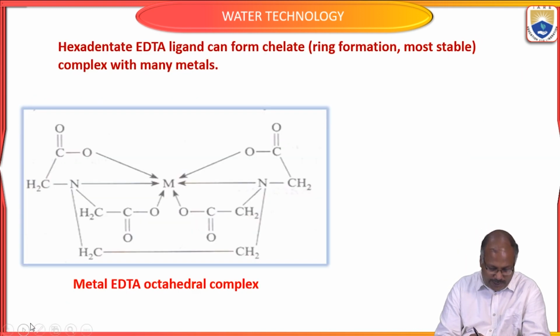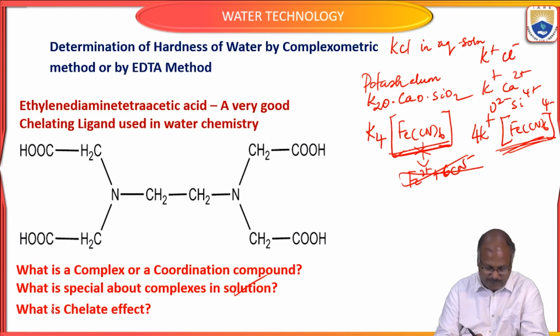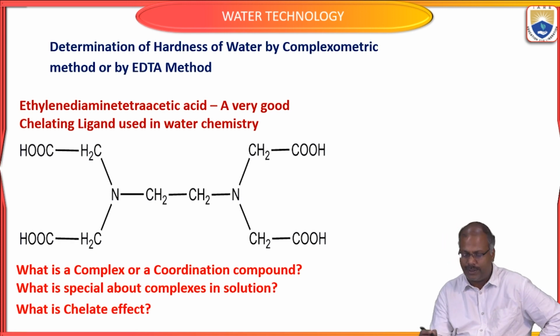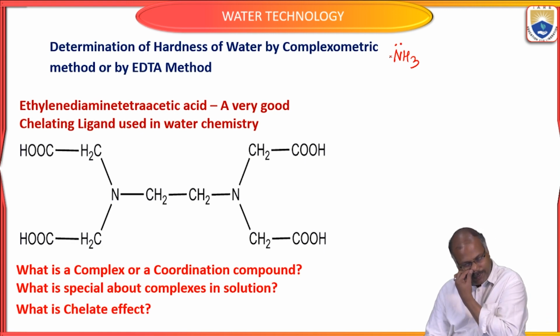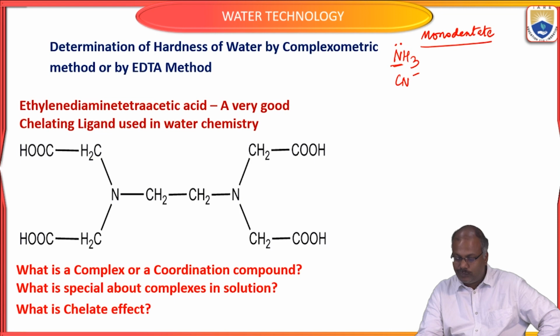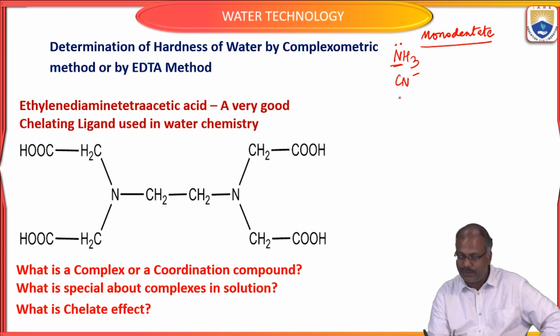What is the chelate effect? You have, for example, a monodentate ligand. Through ammonia, sorry, through nitrogen in ammonia it can bind to the metal. CN- is again a monodentate ligand, meaning it can bind through only one atom, either through negative charge or through lone pair on that atom. OH- and aqua ligand. So these are all monodentate.